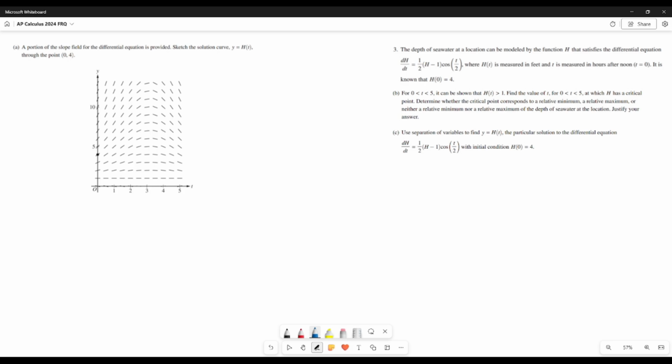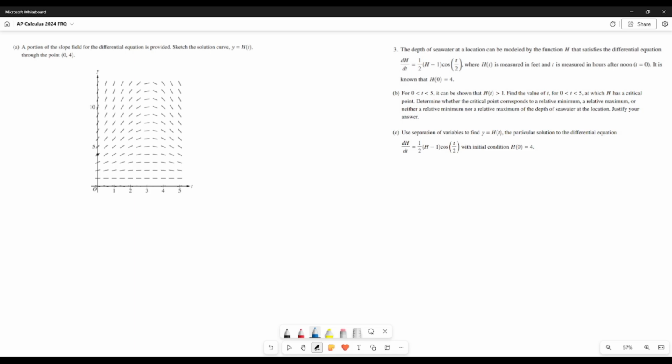For part A, we are asked to sketch the curve that is the solution to y equals h of t through the point (0, 4). Gonna be honest, these questions might as well be a free point. You can simply make your curve go through the given point and follow the shape of the curve that you're given. You can estimate your curve better by quickly calculating the slope at a given value of t in your head based on the differential equation you're given in the question.